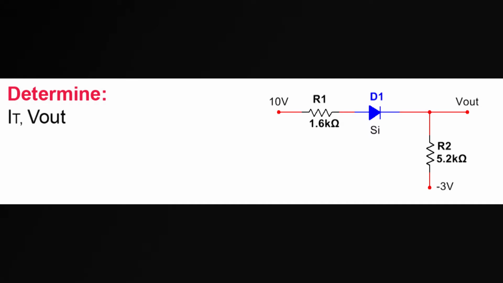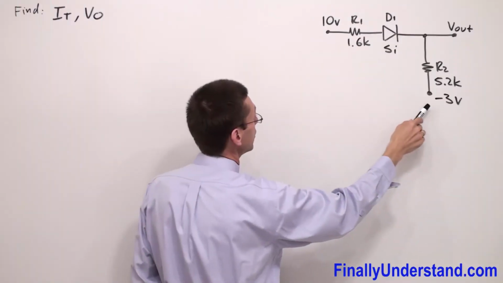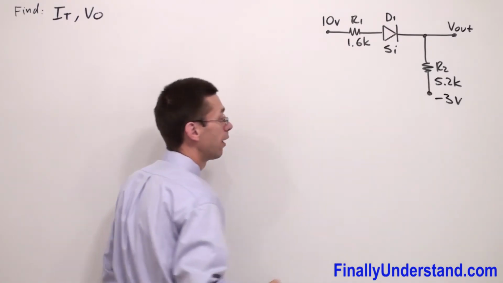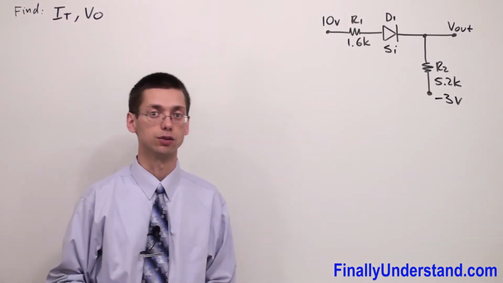We have another example on the board. Again, I'm going to start solving this problem by redrawing the circuit a little bit. I have two voltage sources this time. I have positive 10 volts and I have negative 3 volts. How am I supposed to understand this notation?